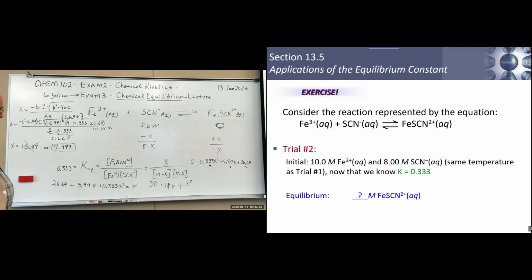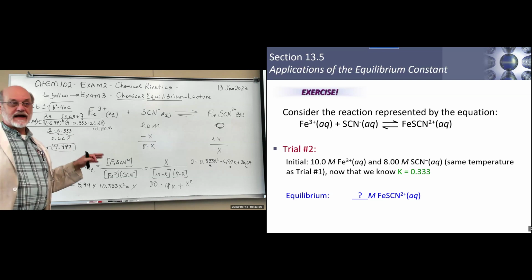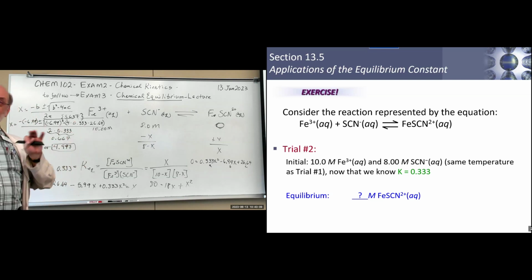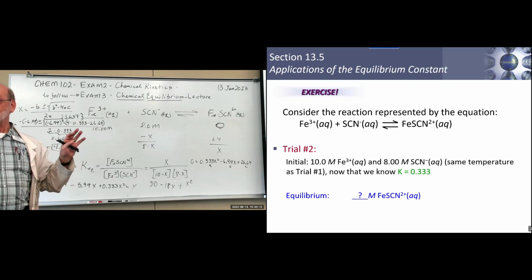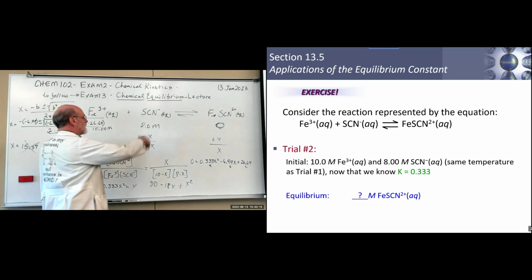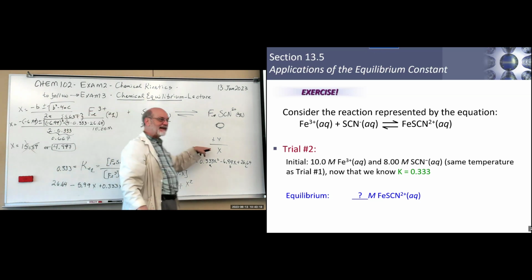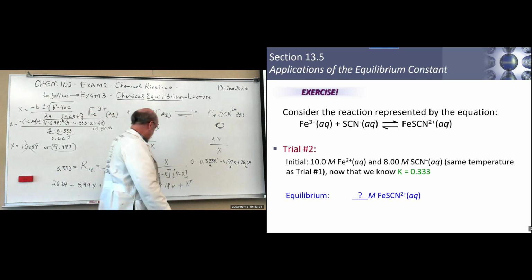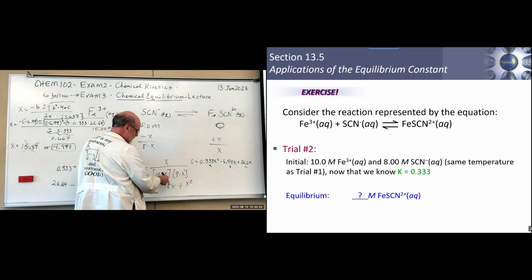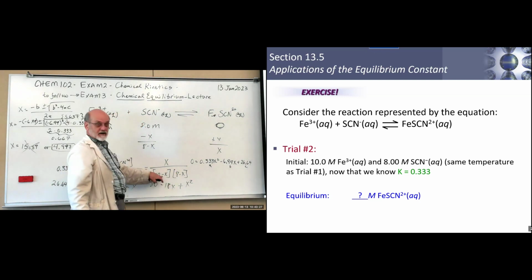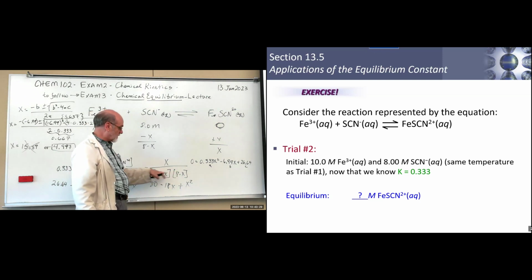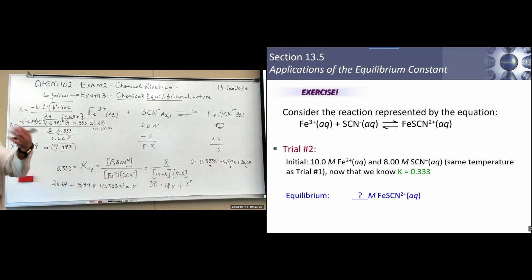Now, every equilibrium calculation we do is not necessarily going to be a quadratic. And even if it is a quadratic, we may not have to use the quadratic. If the equilibrium is way over this way, and it only makes a very little tiny bit of this, then its factoring in here is going to be almost nothing compared to this value, right? It's going to subtract almost nothing. So we can throw that one out, and keep this one. So that's what we're going to do in the future, if it's available to us.